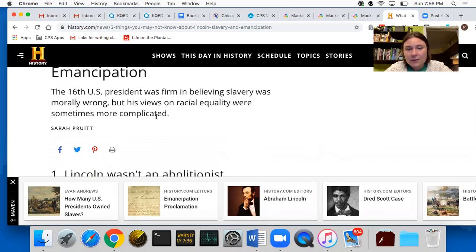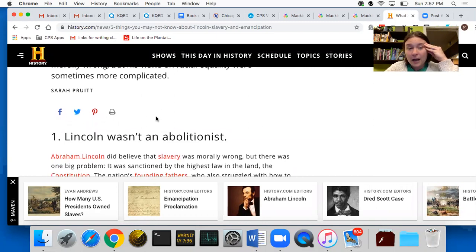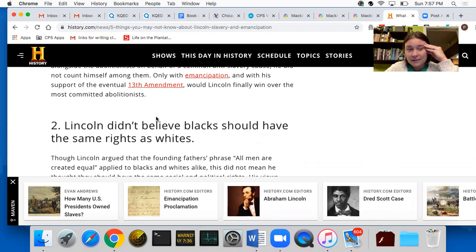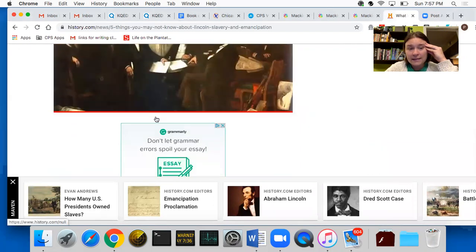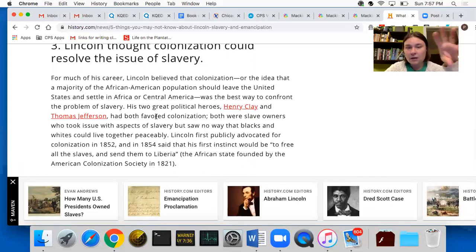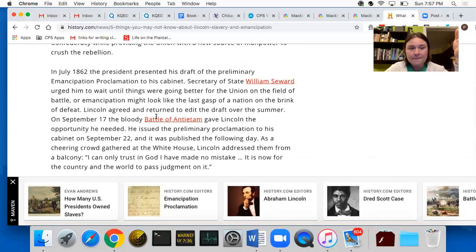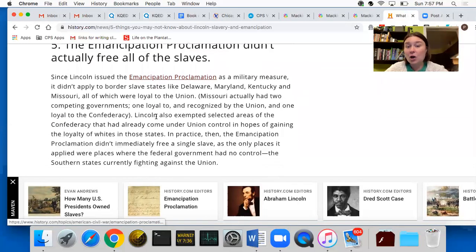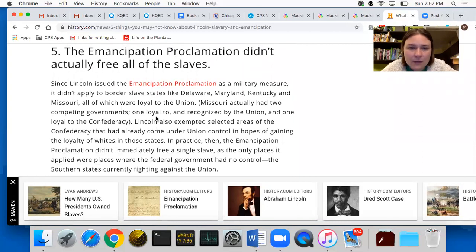The 16th president was firm in believing slavery was morally wrong, but his views on racial equality were sometimes more complicated. So he wasn't an abolitionist, as I've said. He didn't believe blacks should have the same rights as whites. He thought colonization could resolve the issue of slavery. That's taking freed slaves or former slaves and moving them out of the United States. He did this as a military policy, and it didn't actually free all of the slaves, which you're going to read about in the assigned reading for today.